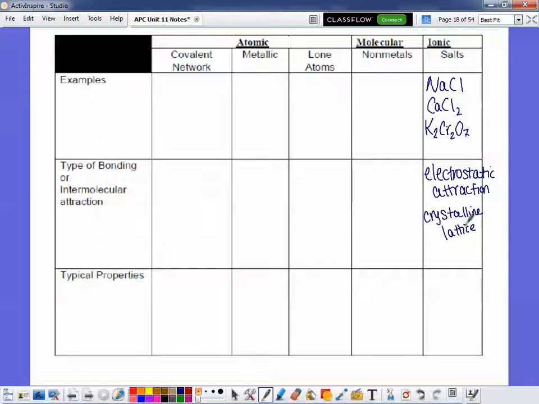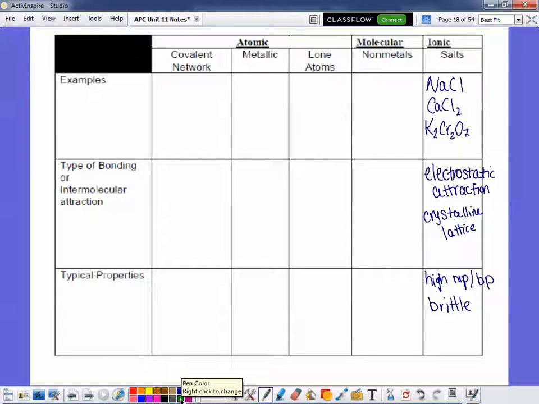Typical properties of ionic solids are high melting and boiling points. These are brittle. The actual lattice is brittle, but the bonds themselves that are holding the ions together are very strong. I'll talk a little bit more about that when we talk about some covalent network stuff. MP/BP, melting point, boiling point.